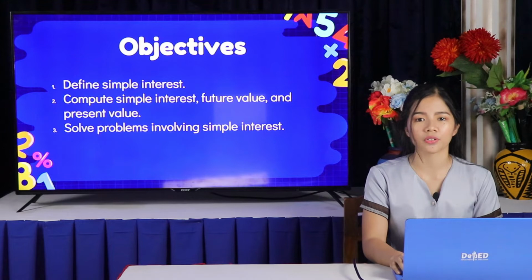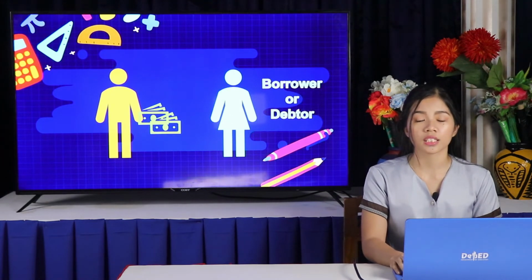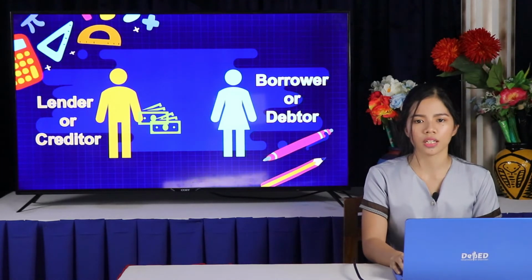Interest is the fee paid to use someone else's money. For example, if you borrow 100 pesos from someone, they often want their money back with interest. So, the interest is the fee paid to use their money. The person who owes or borrows the money is the borrower or debtor, while the lender or creditor is the one who lends the money.